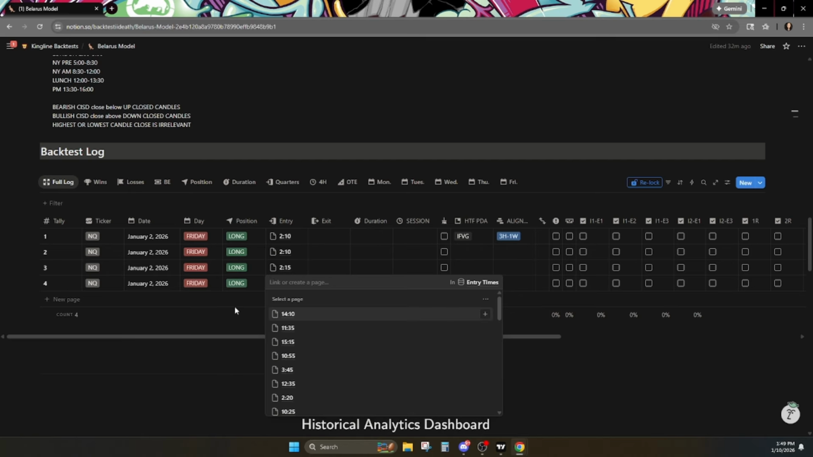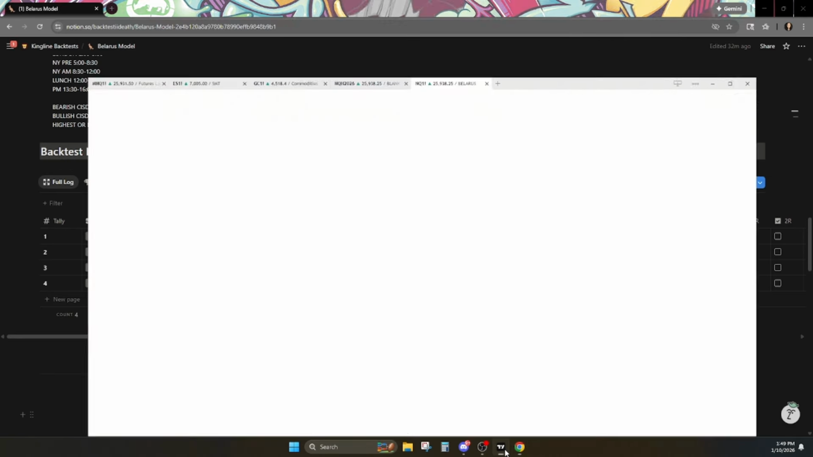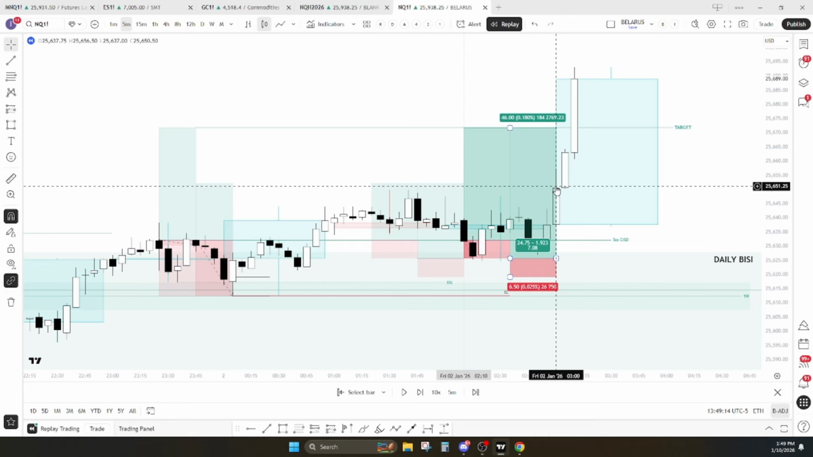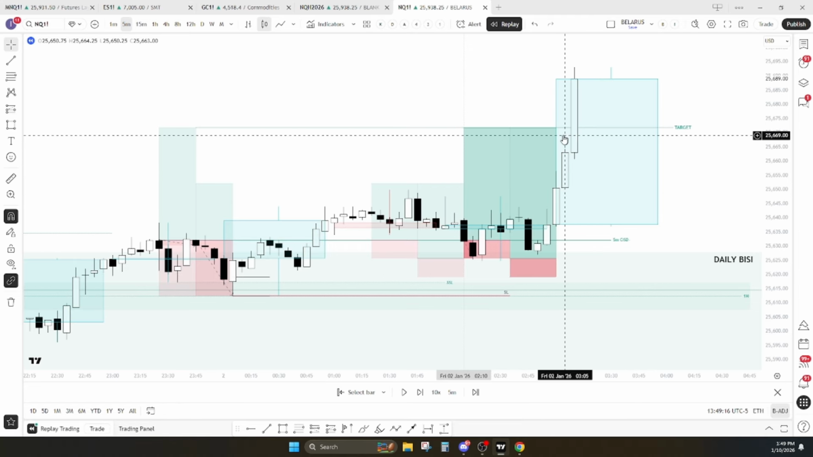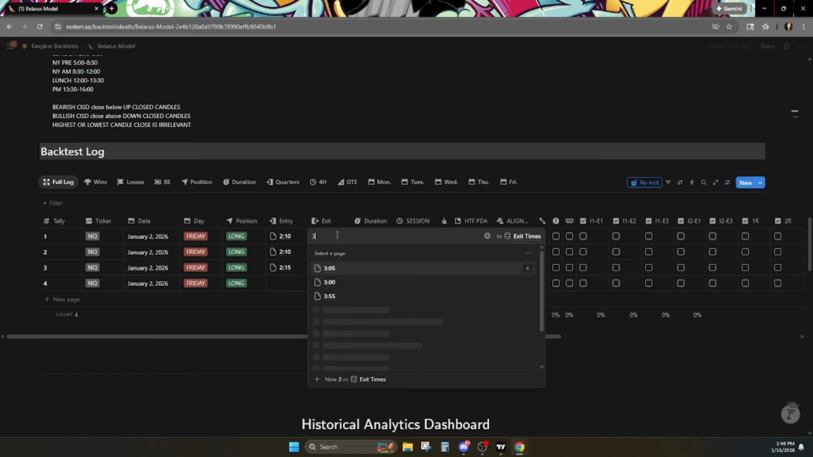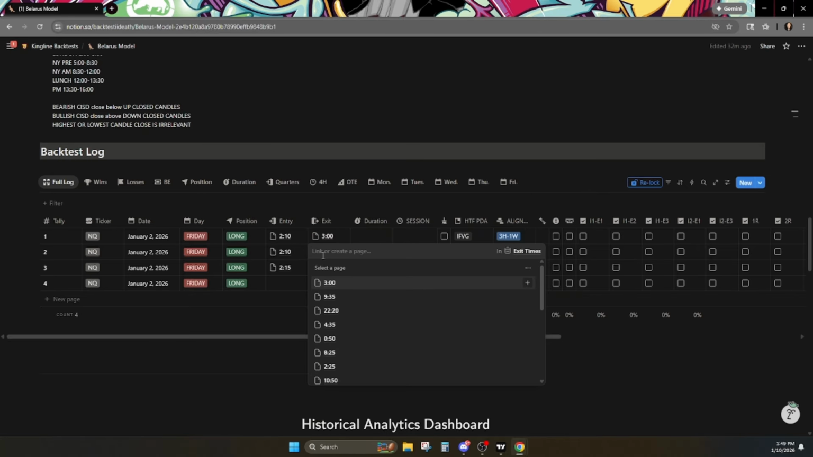2:15. We don't have that as an entry. We're gonna come back to that. The exit of this trade. This exit was at 3 a.m. and this exit was at 3:10. Wow, these are quick trades. I'm absolutely loving this. First one, I was nervous. The first one needs work.